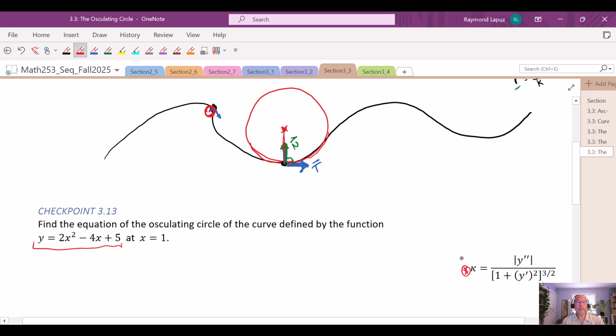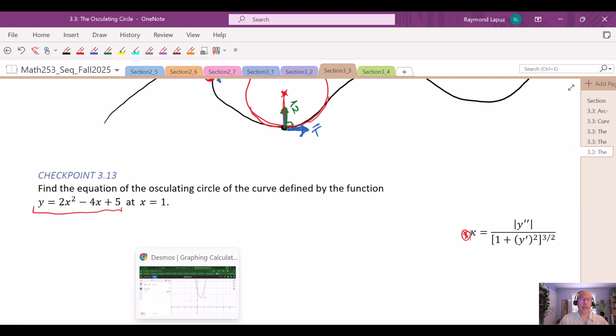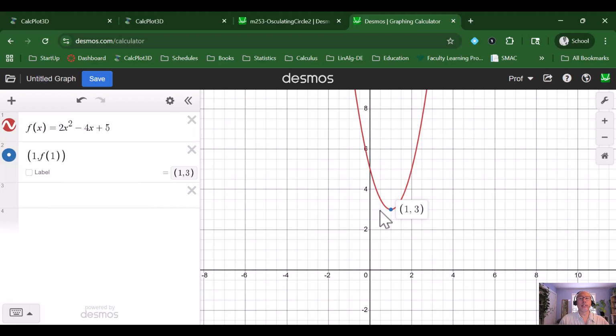So I think it might be good to figure out where we are on this curve. This curve looks like a parabola. Just for the sake of time, I've already plotted this in Desmos, so it's just 2 dimensions, and I can just stick with Desmos.